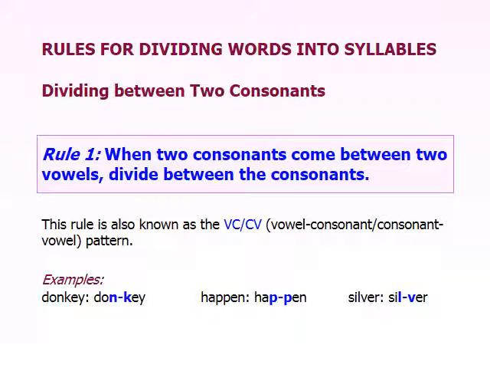Now, don't get tricked, because we learned before that when you have two consonants together, the second one is silent. But in this case, it actually doesn't matter that the second one is silent. We still divide between the two of them. And we're going to have one P on one side and the other P on the other side. And then we have silver. So we have I, vowel, L, consonant, V, consonant, E, vowel. So we divide between the L and the V.